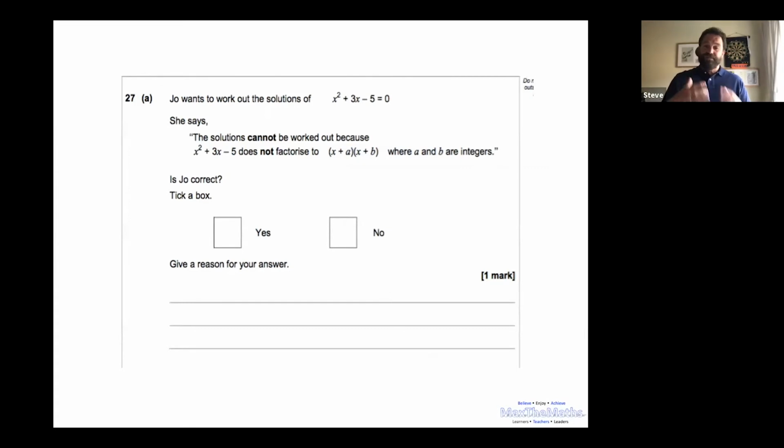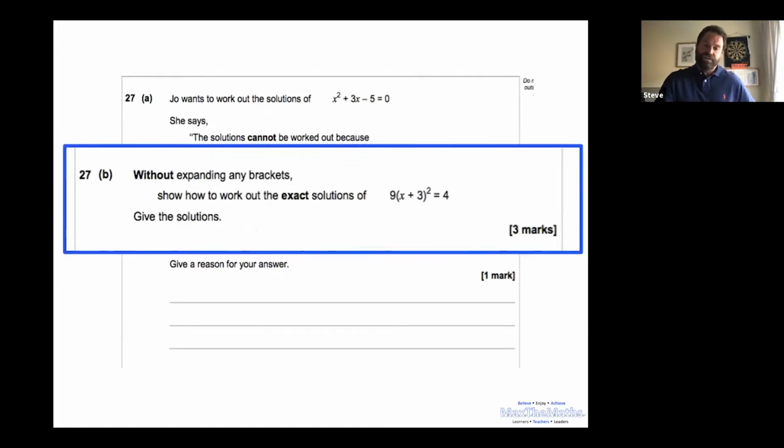So back to that, what experience have they had? What mathematics are they exposed to? Then this was hard. I mean, I love this. This was the response to this on Twitter. Without expanding brackets, show how you get exact solutions. Do something. What do you notice? What are you paying attention to?